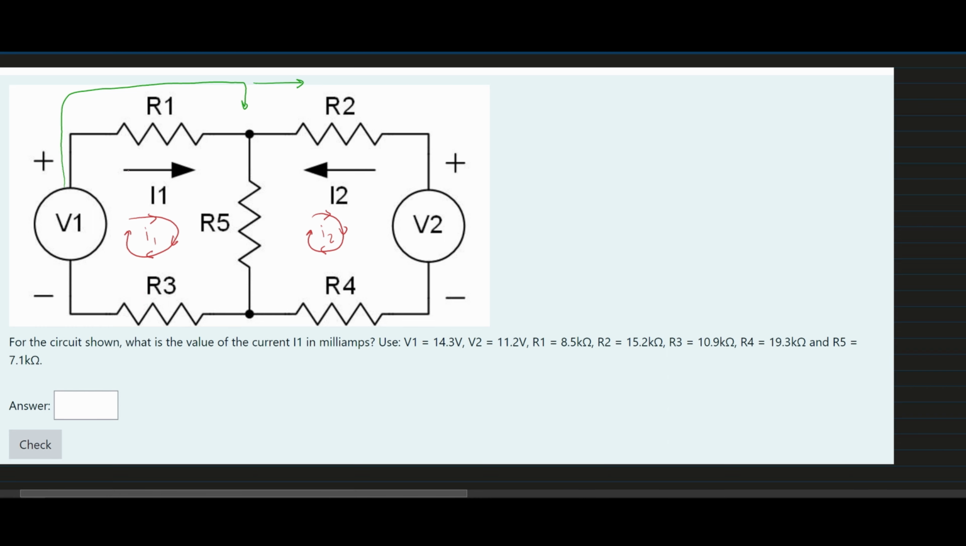Now, for our V1, we know the voltage direction is into the positive, out of the negative, if you think of it like that. So it's going to be going this way, and same thing for our V2. Those are the directions of our voltages.